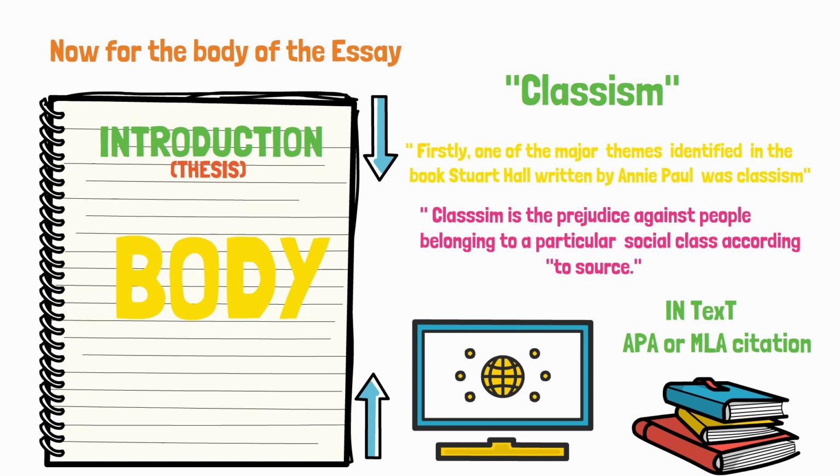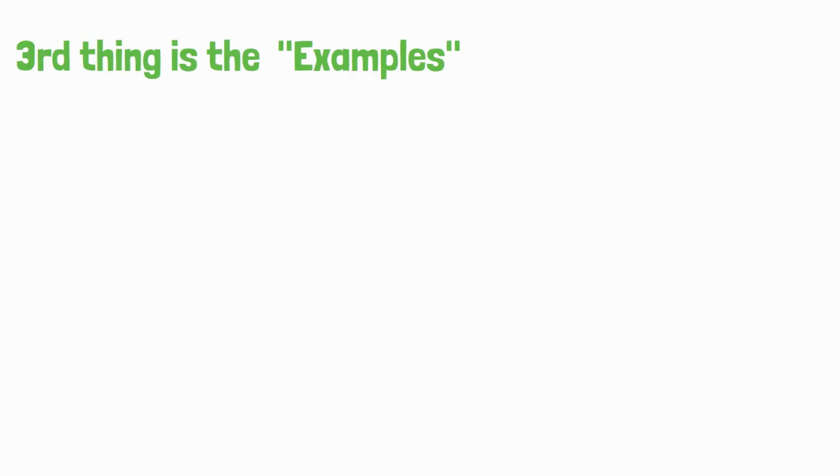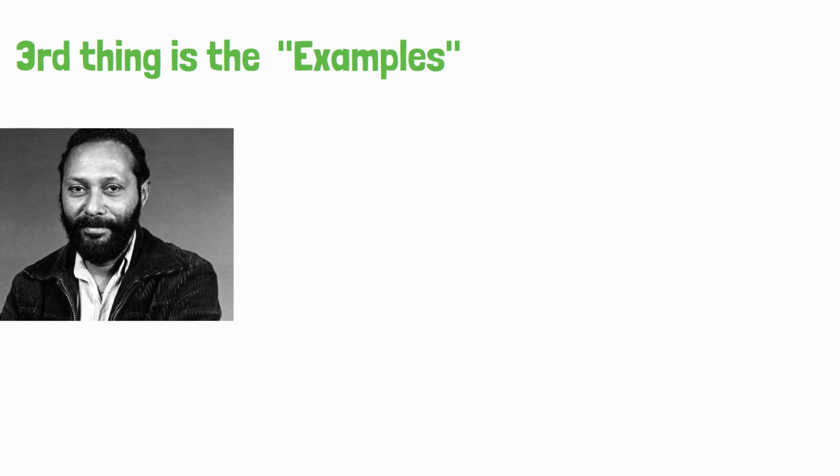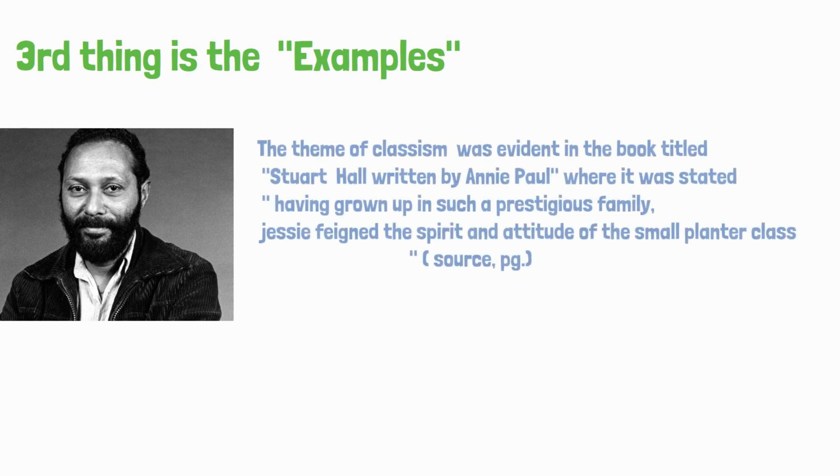Alright, so now that we highlighted our themes, then gave the definition, the third thing to do is state the example of the themes found in the book. After all, the book report is about Stuart Hall. For example, the theme of classism was evident in the book titled Stuart Hall written by Annie Palm, where it stated, having grown up in such a prestige family, Jesse finds the spirit and attitude of a small planter class, and then the source and the page. So you're going to find exactly which pages.